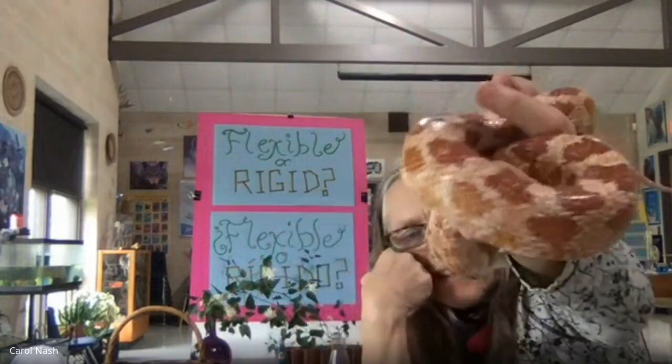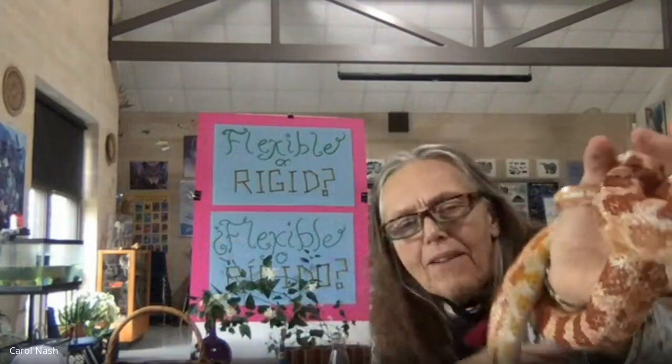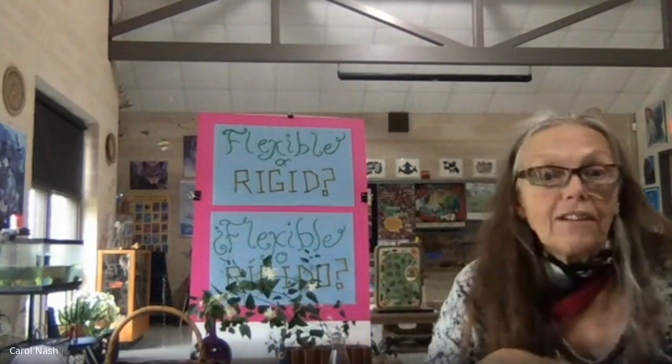So being flexible really helps the snakes. They're the champs, the champions of being flexible in the animal kingdom. Maybe the octopus would be equally flexible.